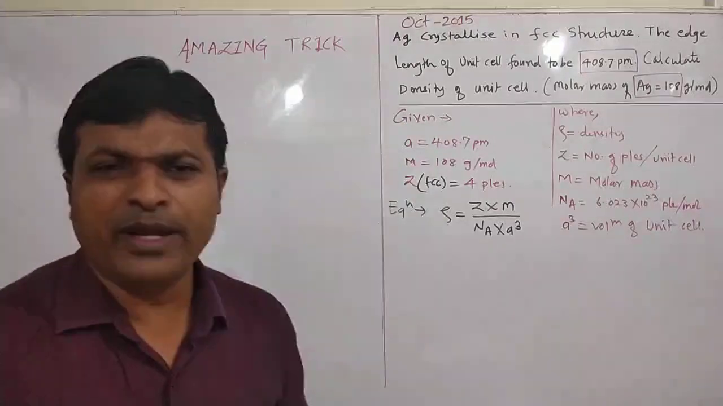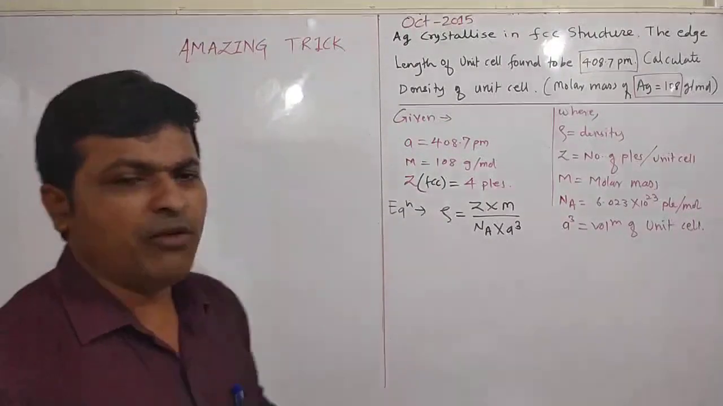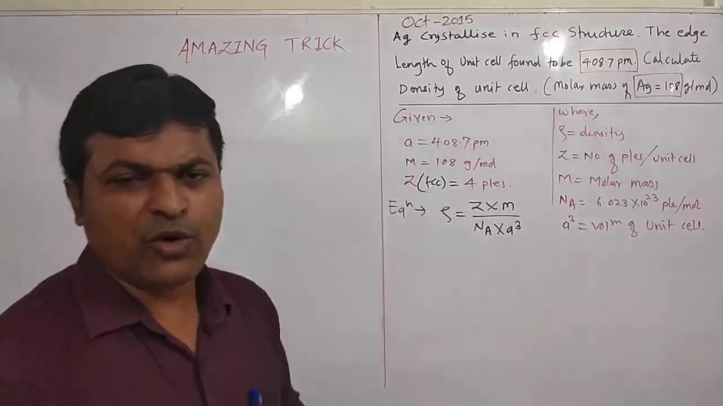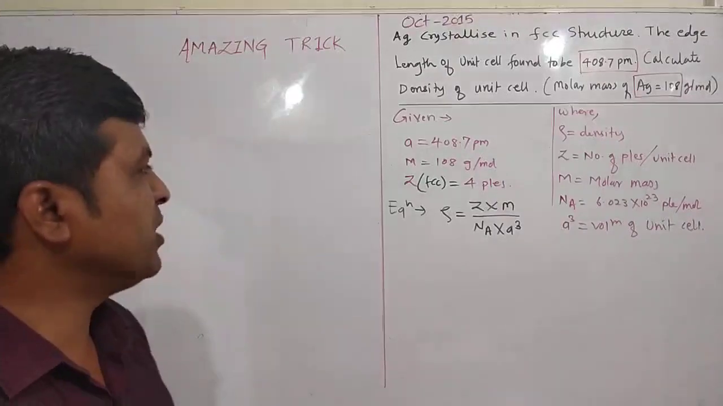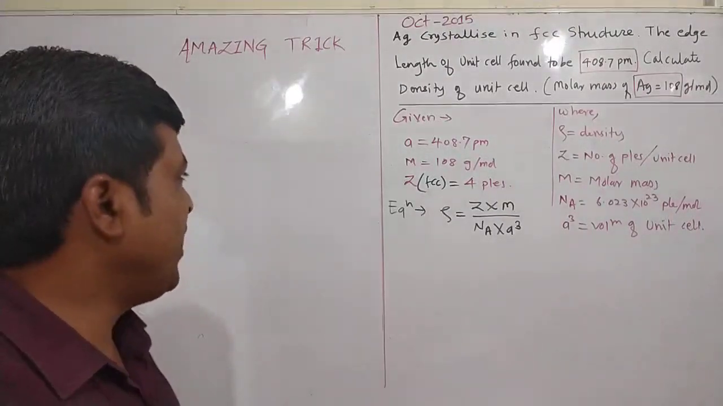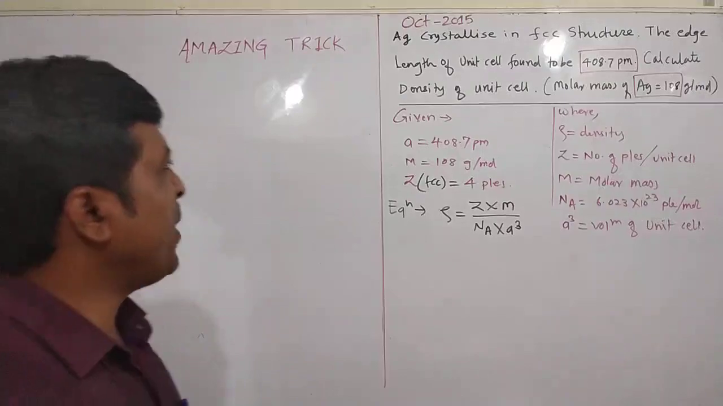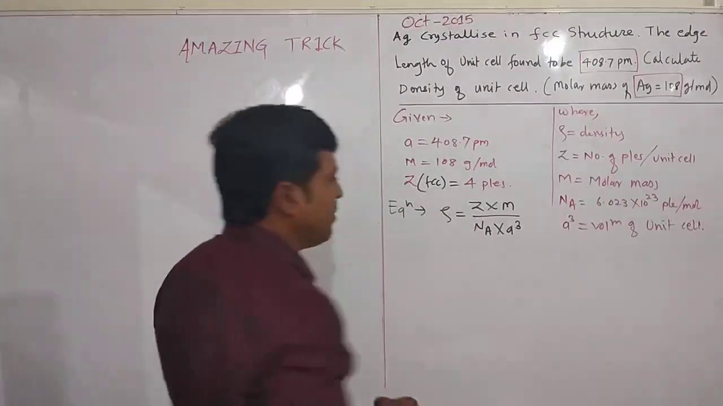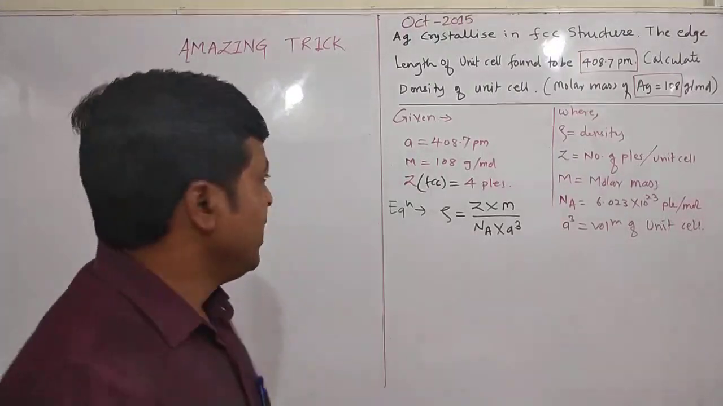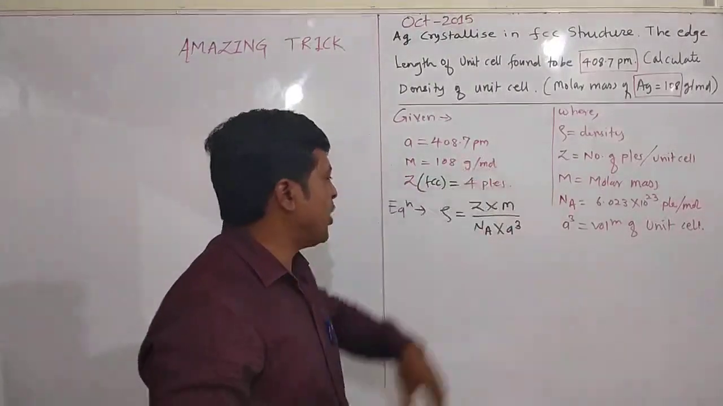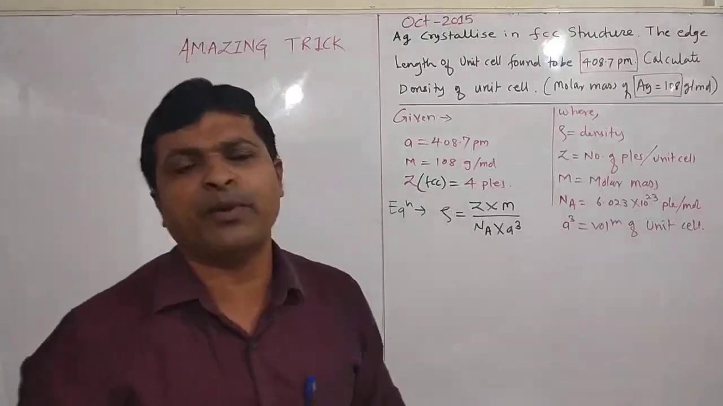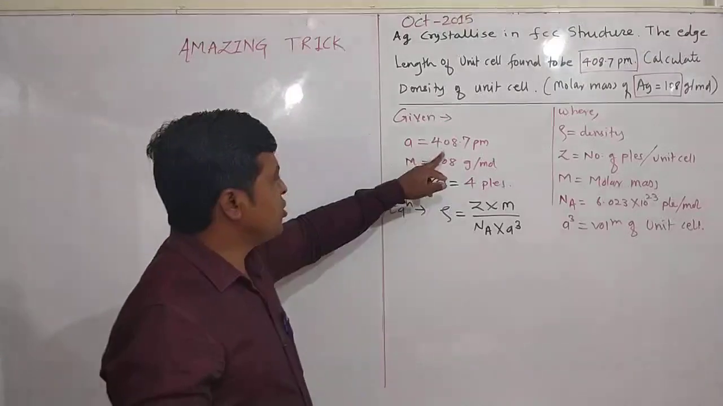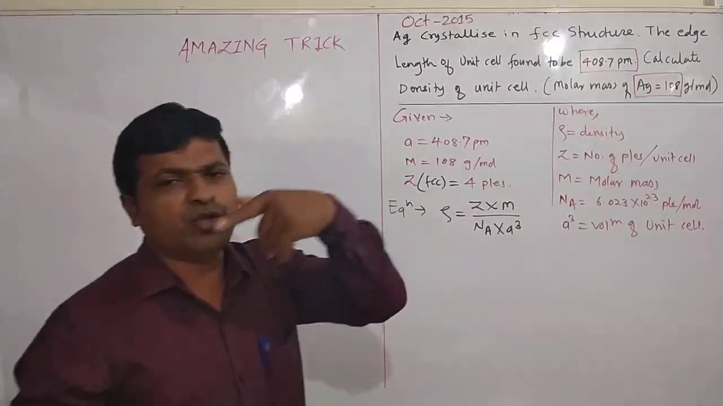What is given in the numerical problem? They give edge length as 408.7 picometer, molar mass is 108 gram per mole, and the structure they give is FCC. So for FCC, the number of particles is 4. If molar mass is given in gram per mole, automatically density should be in gram per cm cube. So our first duty is to convert picometer into centimeter.